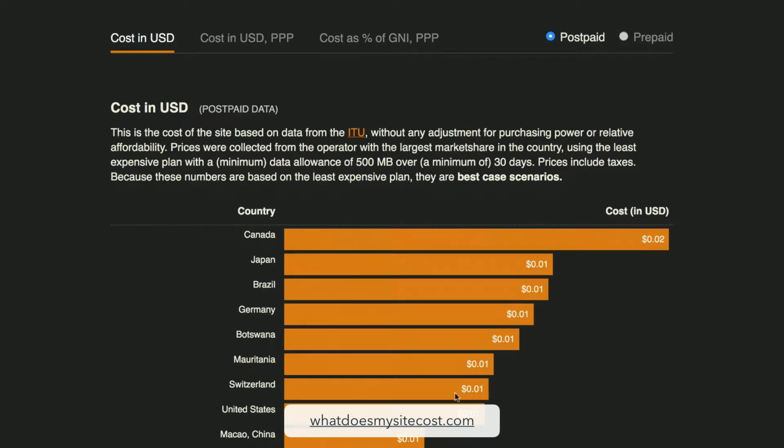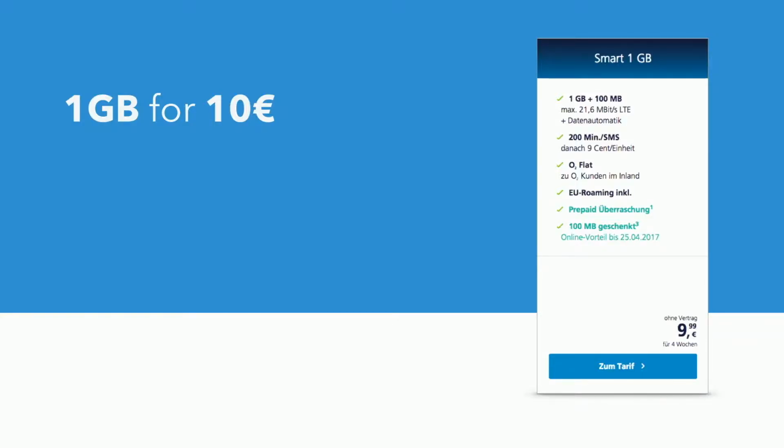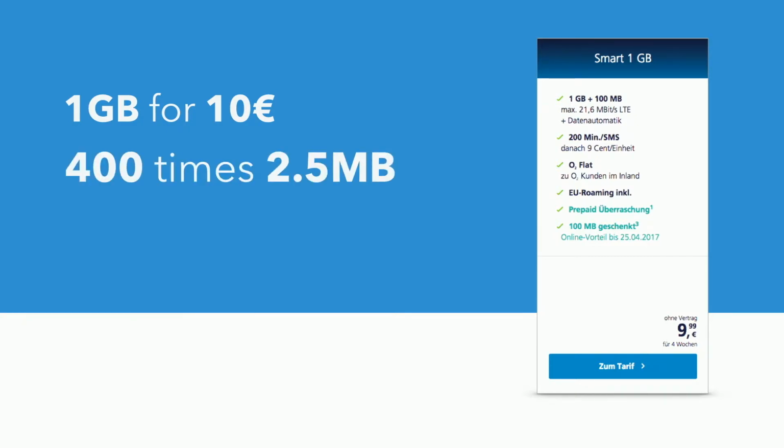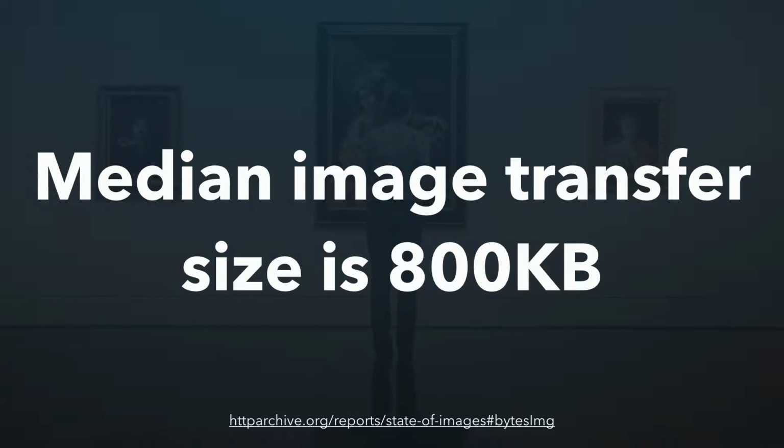And especially when you're building not only for Europe or something. So let's maybe do a little bit of math. I'm from Germany and I've got this blue mobile provider where I can buy a prepaid plan where I get 1 gigabyte for 10 euros. This actually means that I can visit a website with 2.5 meg 400 times, right? This means that one visit costs me 2 cents. And I'm ignoring caching headers and all this stuff, but think of that, these are 2 cents right out of my pocket. The median image transfer size today is 800 kilobytes.